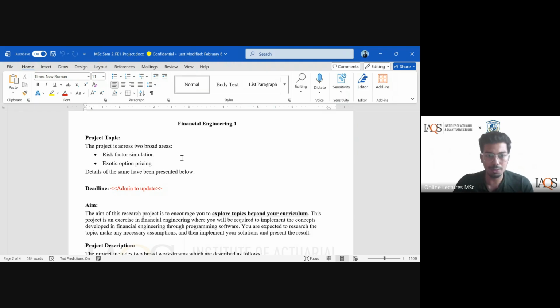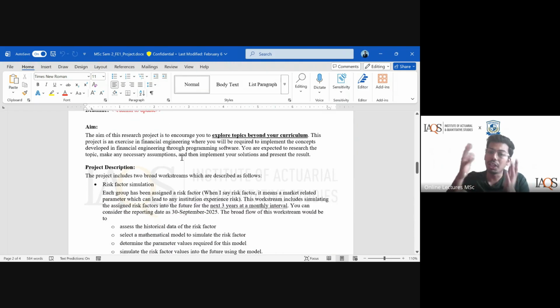So in the first part of the project, you will actually predict your underlying risk factors. If someone has USD INR FX rate, you will have to predict the USD INR foreign exchange rate for the next 3 years. If someone has Reliance share price, you'll have to predict the Reliance equity price for the next 3 years on a monthly interval. If someone has USD interest rates, they'll be predicting USD interest rates for the next 3 years. Now, how do you predict?